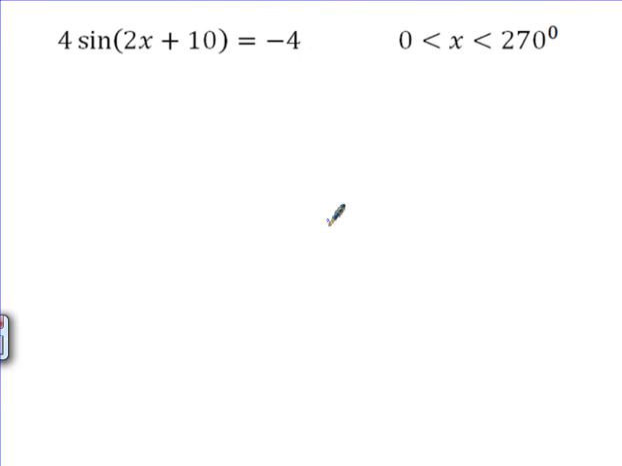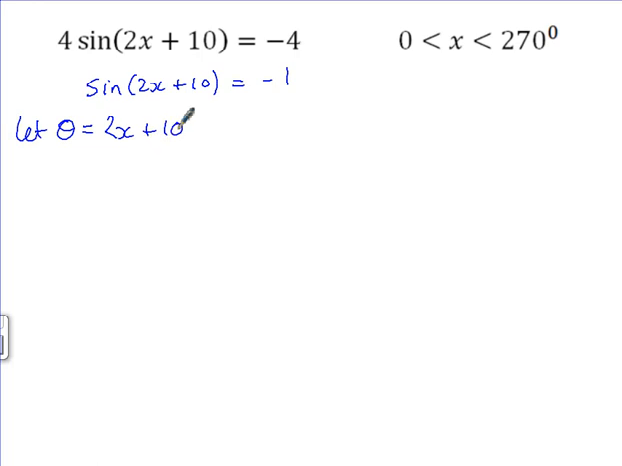Sometimes when we're solving trig equations, the method of using quadrants might not always work that well. And here is one such example. Now the equation we've got in front of us, we're going to start off exactly the same. So we can divide by 4, so we've got sine as a function on its own. And then we're going to make a substitution, so we'll let theta equal 2x plus 10.